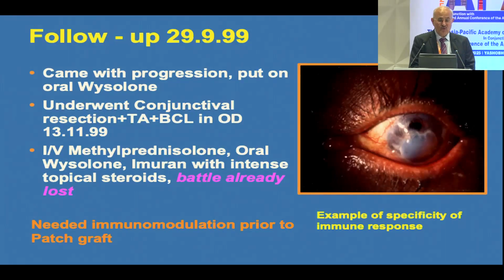And now, if you do conjunctival resection, TABCL, IV cyclophosphamide, Visolon, it's useless, because we have to understand the specificity of the immune response and the need for immunomodulation. By then we had lost the game, and this eye was practically lost, because there was an extensive melt of the lamellar patch graft we did, and the rest of the cornea also got infiltrated.